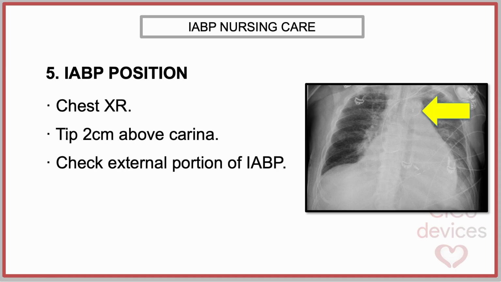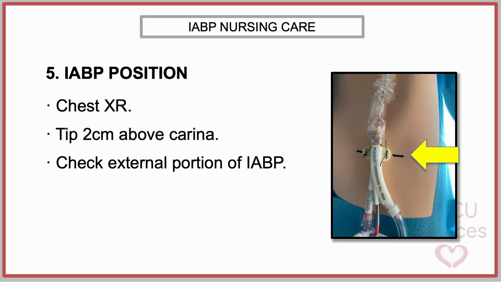Correct positioning of the intra-aortic balloon is essential to ensure effective counterpulsation and to prevent serious complications. A chest radiograph should be obtained following insertion and at regular intervals during maintenance, typically every 24 hours or whenever catheter migration is suspected. The carina serves as the most reliable radiographic landmark for confirming proper IABP position. Positioning the tip of the IABP approximately 2 centimeters above the carina provides appropriate placement in the majority of patients.